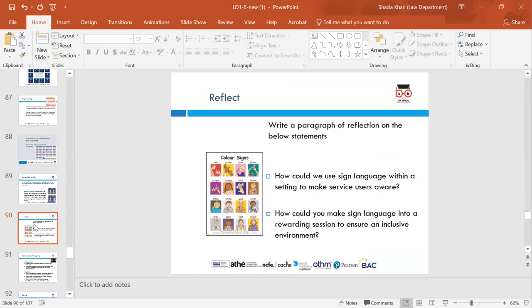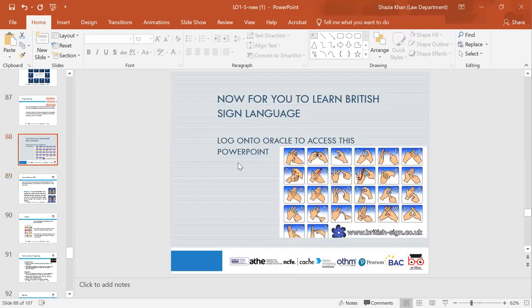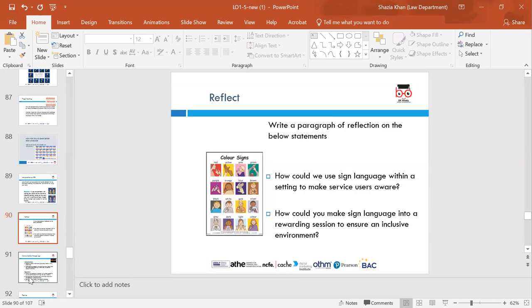Write a paragraph of reflection on the below statements. How could we use sign language within a setting to make service users aware? How could you make sign language into a rewarding session to ensure an inclusive environment? What I do want to go on to is this. Let's see if we can get onto this Oracle, but we'll do that towards the end.